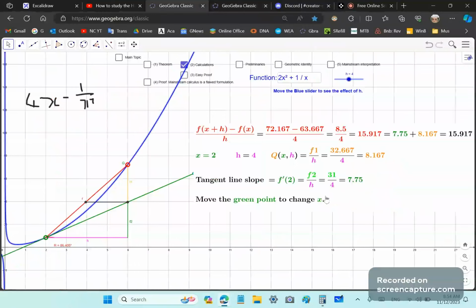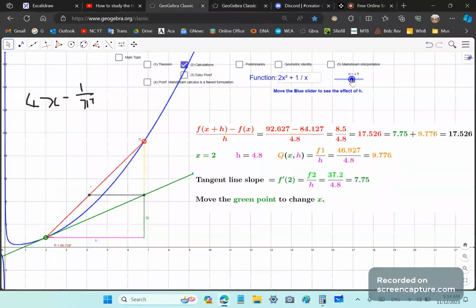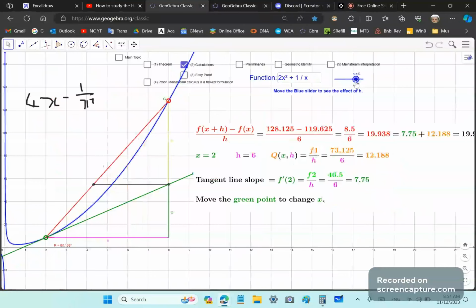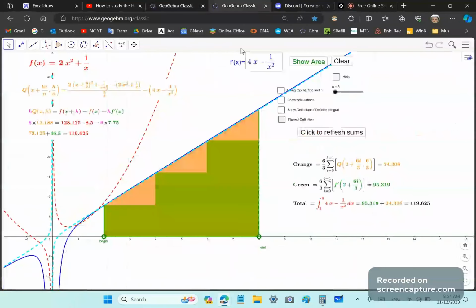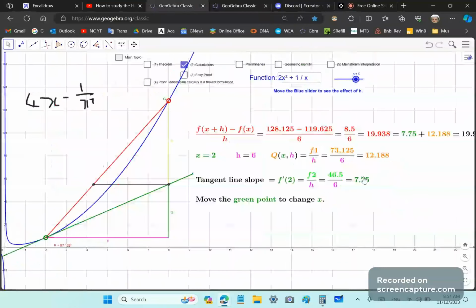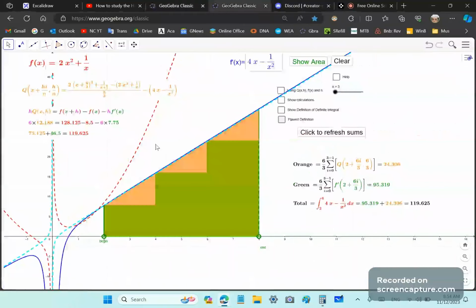Let me just put that to 8 again. I'm sorry, put that to 8, 6. Yeah, so it's 46.5. And the difference in slopes is 73.125, isn't it? And it's this value here, 73.125. So we add those, and that gives us the area under the curve, which is what we need.